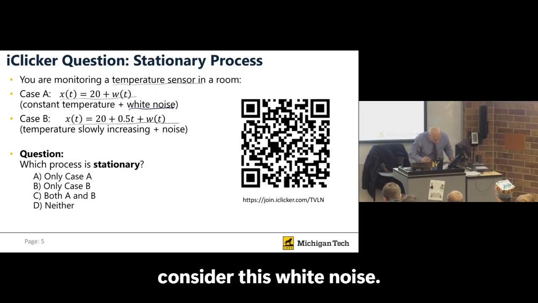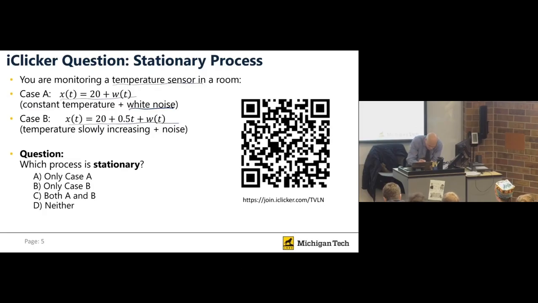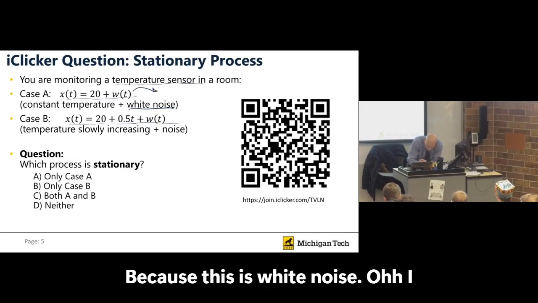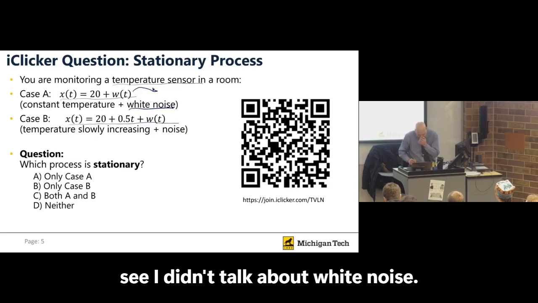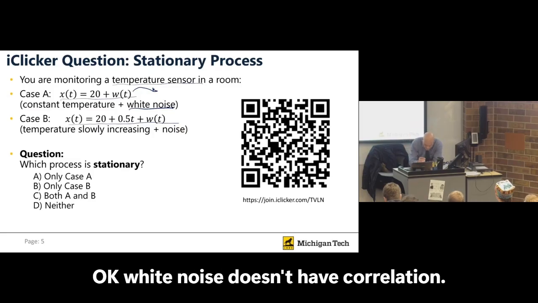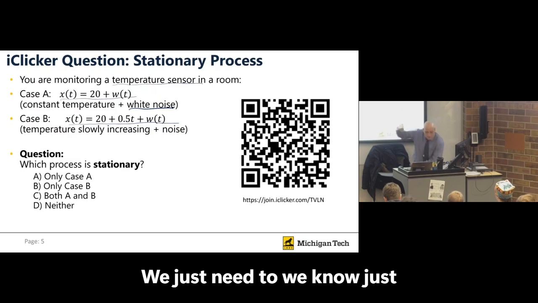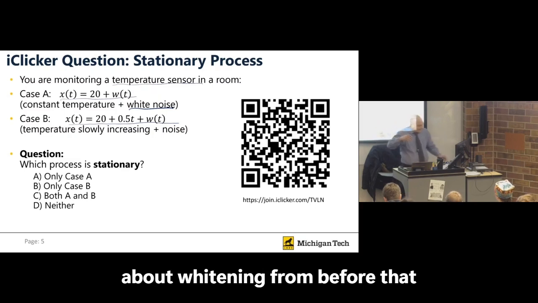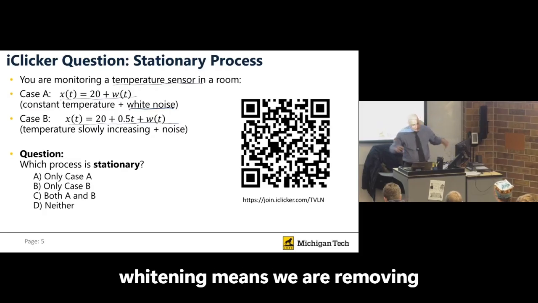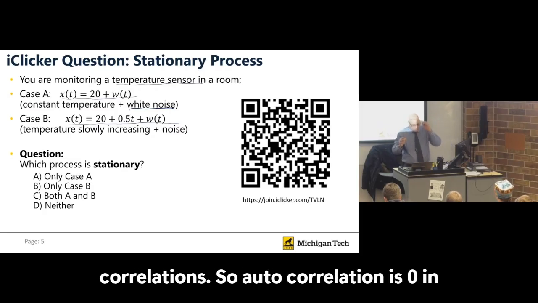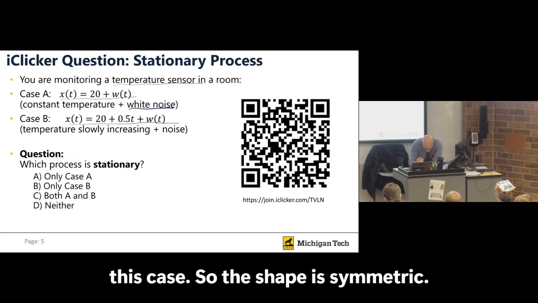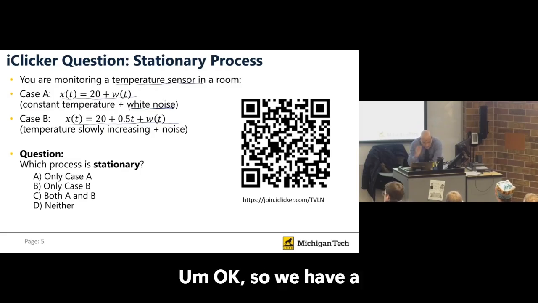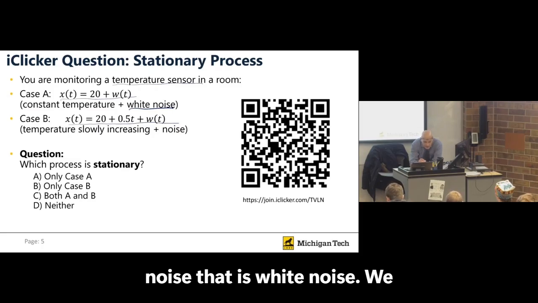Because this is white noise, oh, I still haven't talked about white noise. White noise doesn't have correlation. We know from before that whitening means we are removing correlation. So autocorrelation is 0 in this case, and the shape is symmetric. We have a noise that is white noise. We don't know if it is Gaussian or not. We just know this is white noise. This is case A.